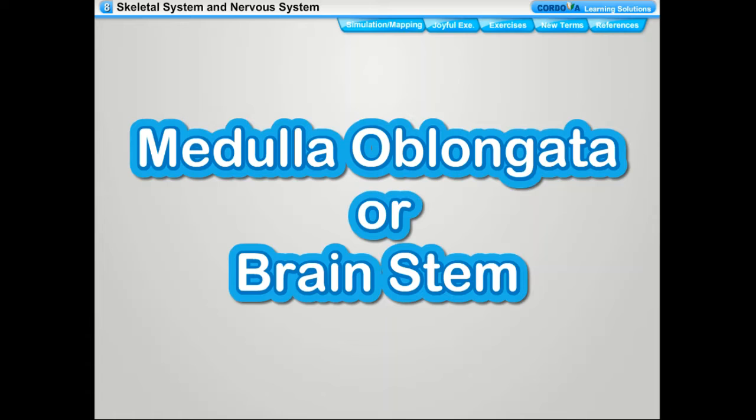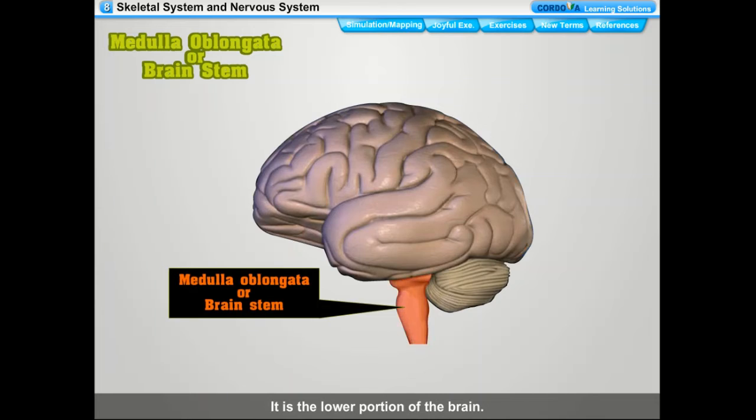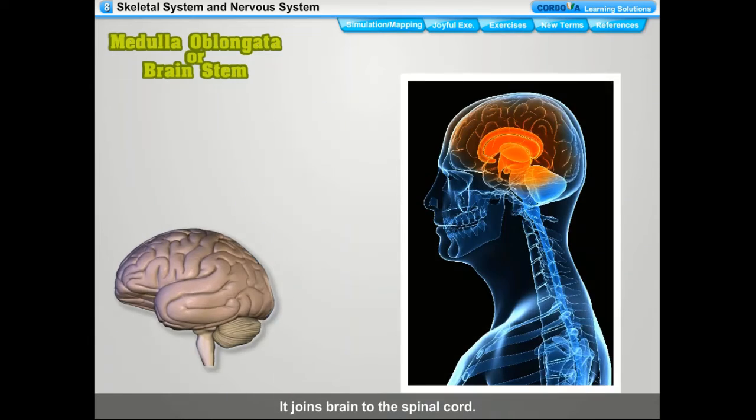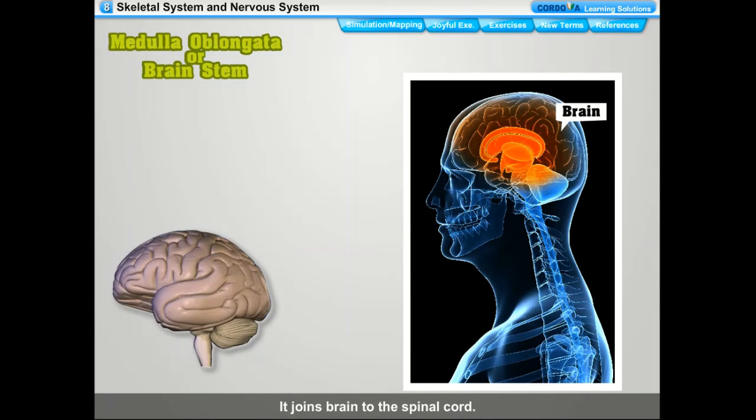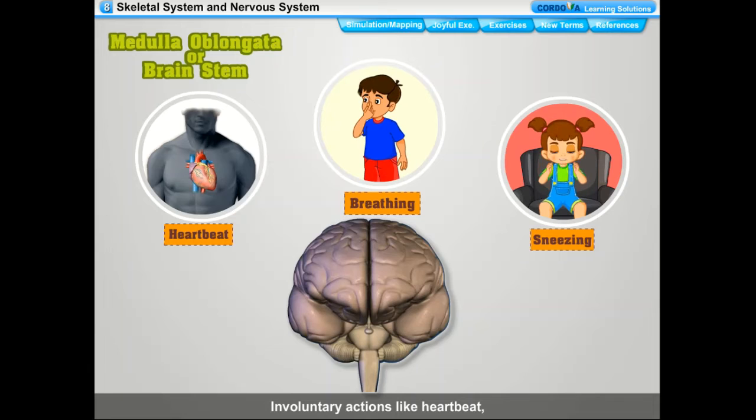Medulla oblongata or brain stem. It is the lower portion of the brain. It joins brain to the spinal cord. Involuntary actions like heartbeat, breathing and sneezing are controlled by it. It is active even when we sleep.